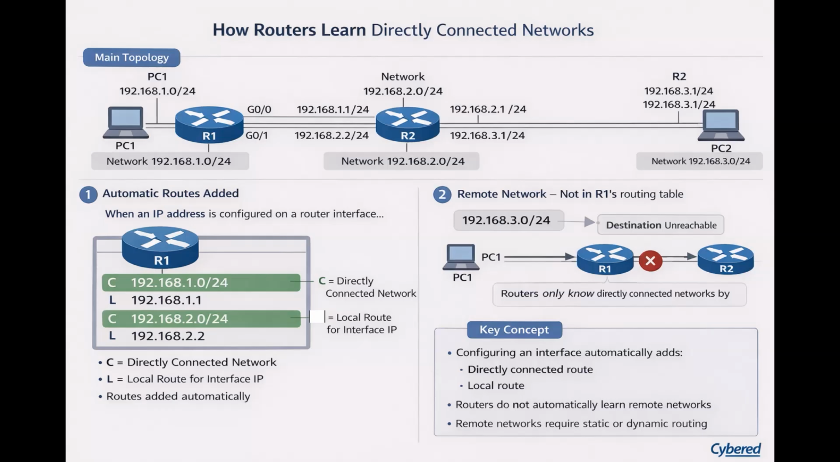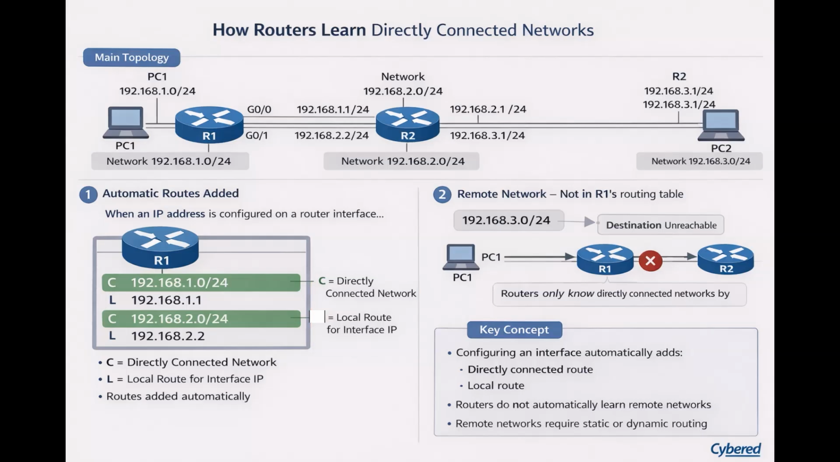Unlike switches, Cisco routers do not forward traffic automatically. Each router interface must be configured with an IP address, and each interface must belong to a unique IP network. Until this is done, a newly unboxed Cisco IOS router does nothing. It has no routing information and no idea where to send traffic. When you configure an IP address on a router interface, the router automatically adds two routes to its routing table: the directly connected network and a local route for the interface IP.